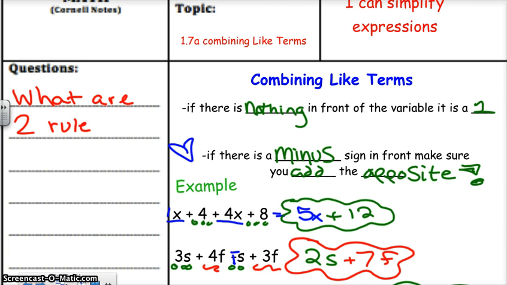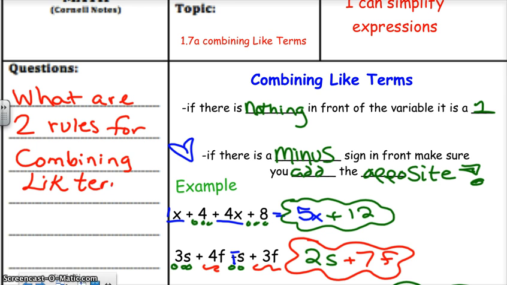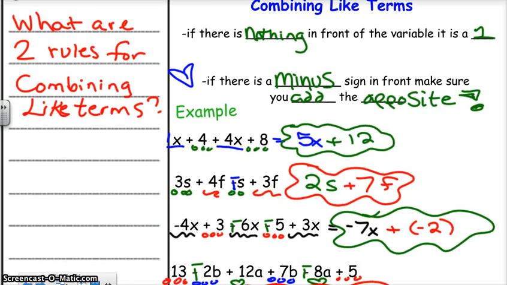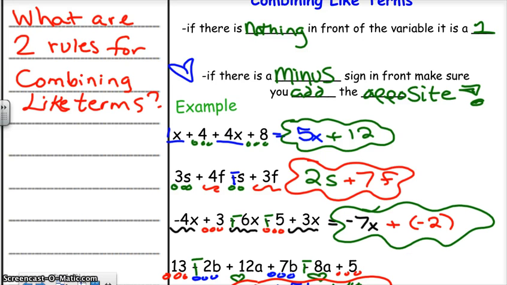Okay? So a guiding question would be like, what are two rules for combining like terms, or properties? And then the last section was all about examples. So it could be, how do I combine like terms? And you see, I do all about the patterns.